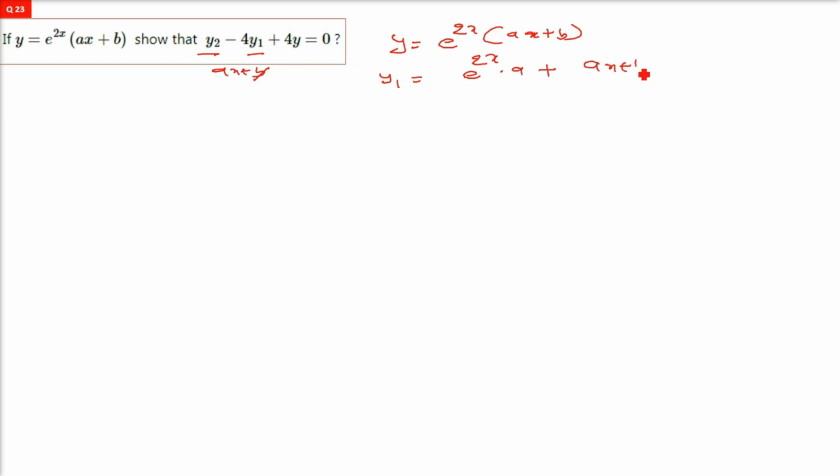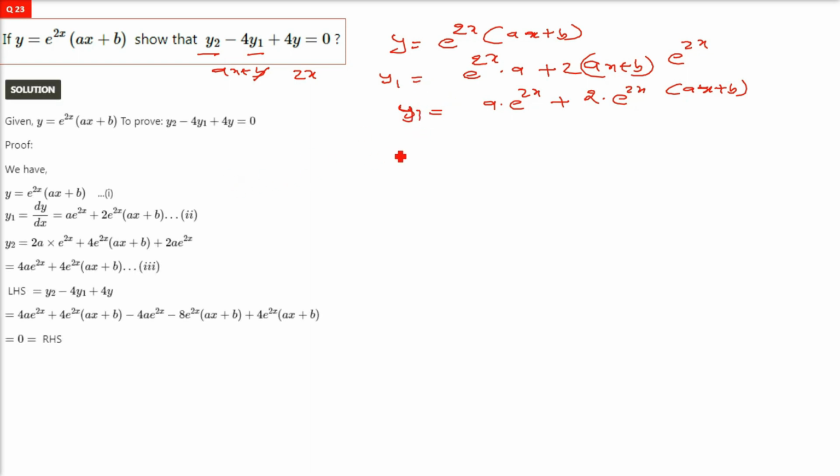So e raised to x into a, plus (ax plus b) times the differentiation of e to the power 2x, which is 2, and then 2 comes. So how can we write this? a e to the power 2x plus 2 e to the power 2x (ax plus b). This is y1, this is dy by dx. So let us go about finding y2, then we'll come later to what kind of equation is required in this example.